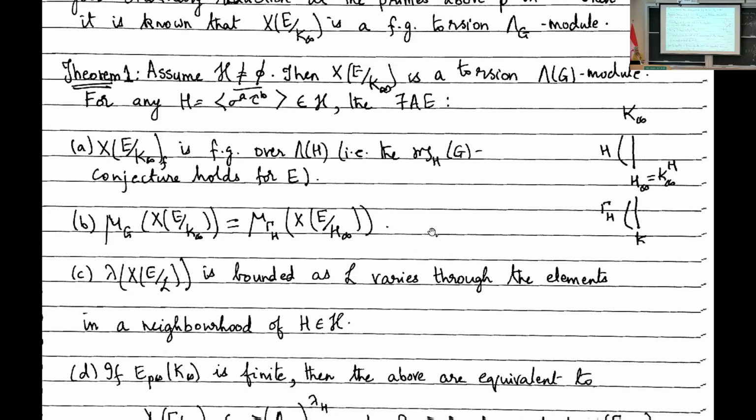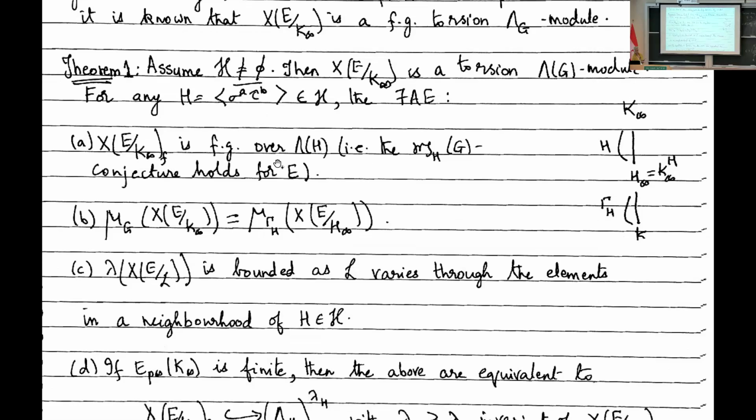Now this, you can ignore this B because I didn't define the mu invariant over the larger extension. But this tells us that this happens only if the lambda invariant is bounded in a neighborhood of this extension. So we are looking, remember, at a family of intermediary Zp extensions. And then the Mordell-Weil rank is related to the lambda invariant. And it says that if the lambda invariant is bounded as it varies in a neighborhood of an element, then the MH(G) conjecture is true.